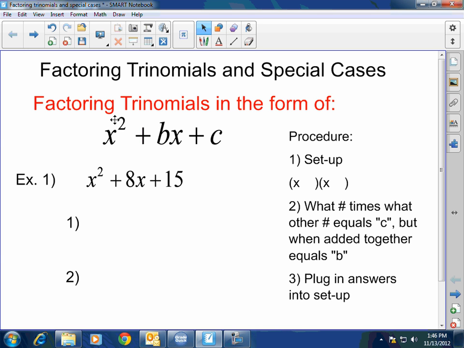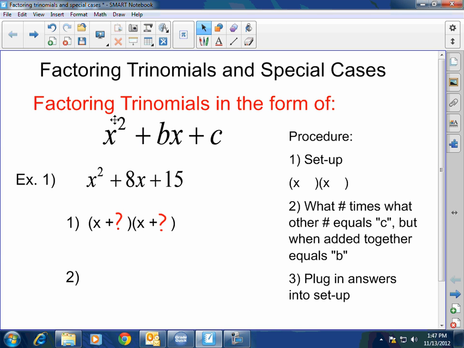So, okay, we want to factor x squared plus 8x plus 15. My first thing I'm going to do is my setup. Okay, now I have a plus plus here. So my setup is going to be x plus something, parentheses, times x plus something else, parentheses. Step 2, we want to fill in these 2 blanks here. We want to know what those are. So in order to find those out, it's very simple. You simply ask yourself, what times what is the c value, but when added together is the b value?